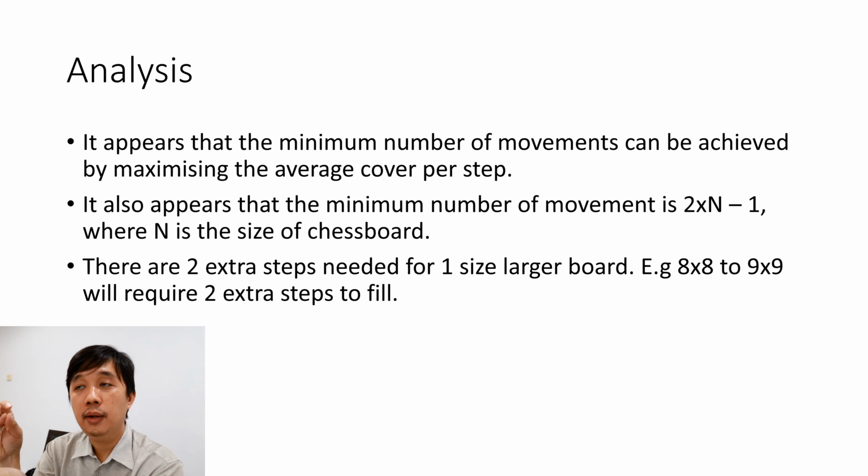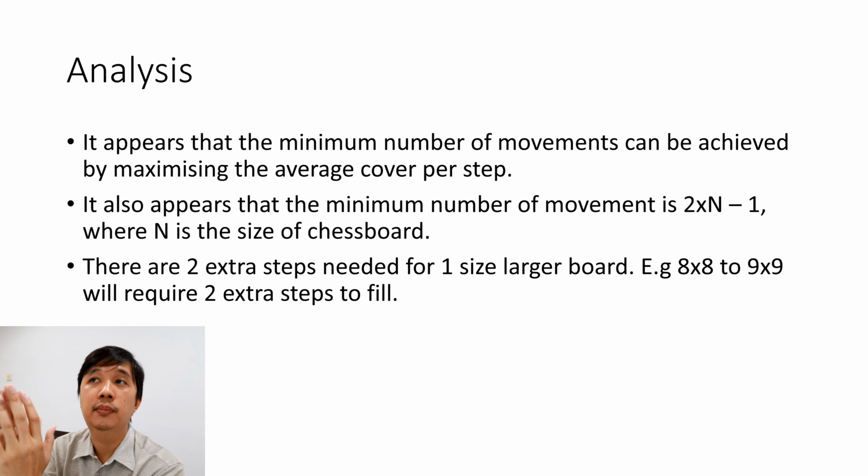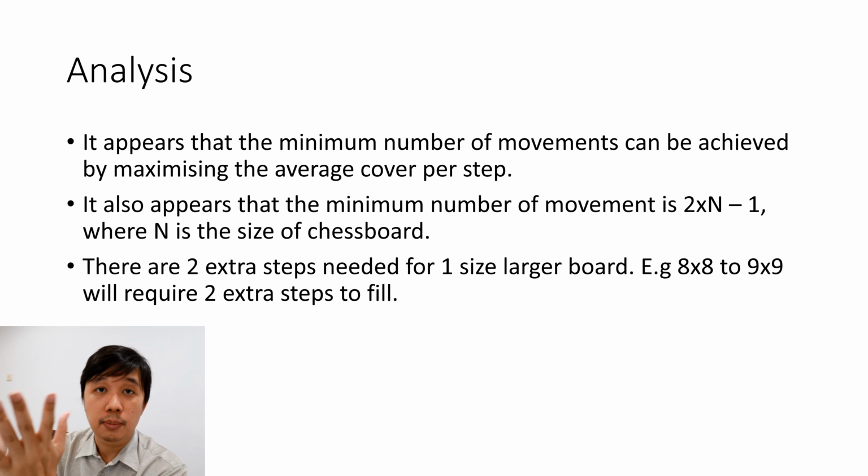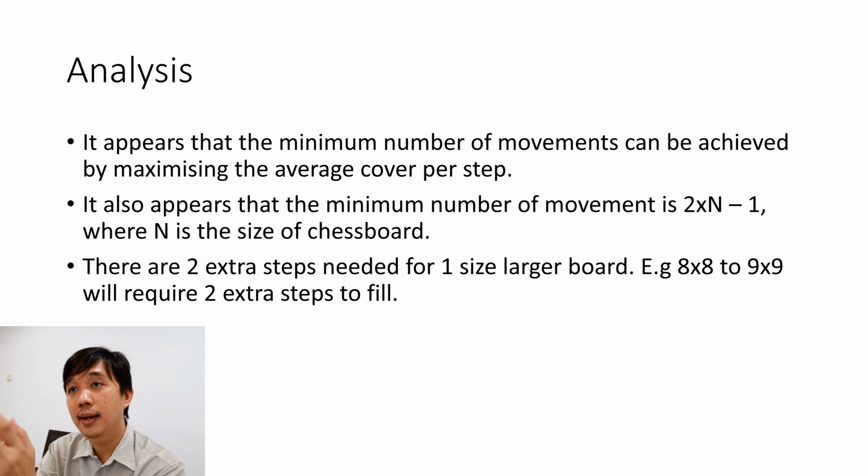It also appears that for each incremental size, it will add 2 to the minimum number of steps needed compared to the smaller chessboard. For example, if we have 8x8, it will need 15 steps to cover. When we have 9x9, it will need 17, so 2 more, because it's just on the outermost rim of the chessboard that the 2 steps are added.